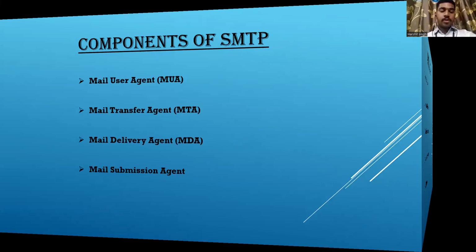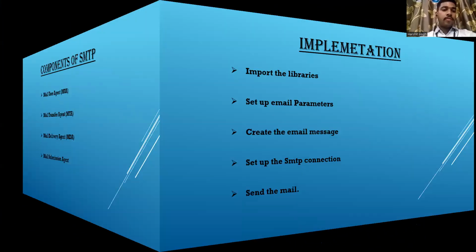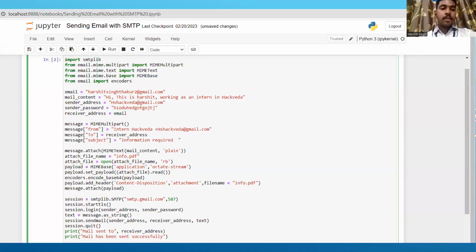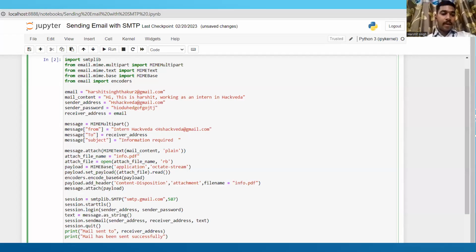And implementation. Okay, so here is the snippet of the code where we have used the SMTP library and MIME for sending the mail. These are the libraries. And then set up the email parameters, as I have set up the email parameters: the variable email has stored the email ID which should receive the mail, the content, the sender's address and the password, and the rest of the things.